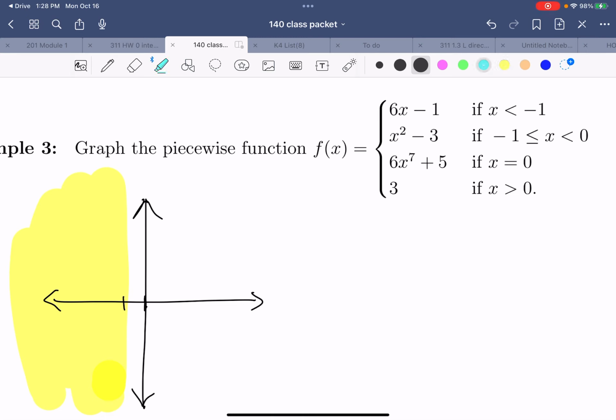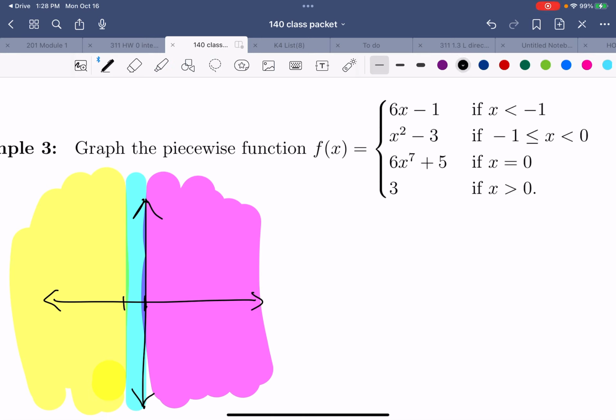I've got this section in the middle that is between negative 1 and 0. And then we have this section over here that is bigger than 0. Okay, so I'm going to graph something different on each section. In the yellow section, I'm going to go ahead and graph this top one because that's what's going on here. So y equals 6x minus 1.